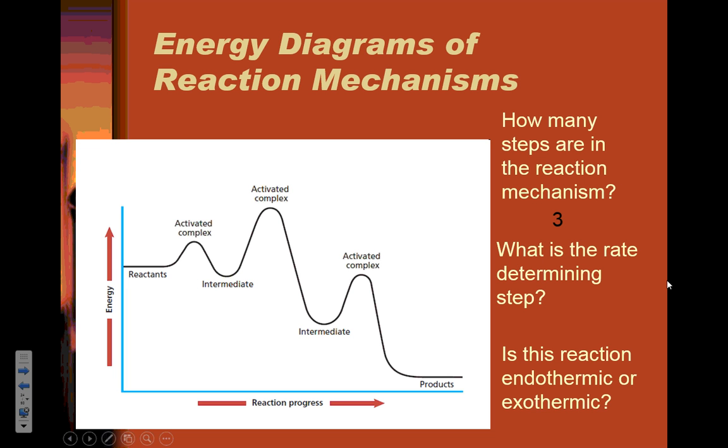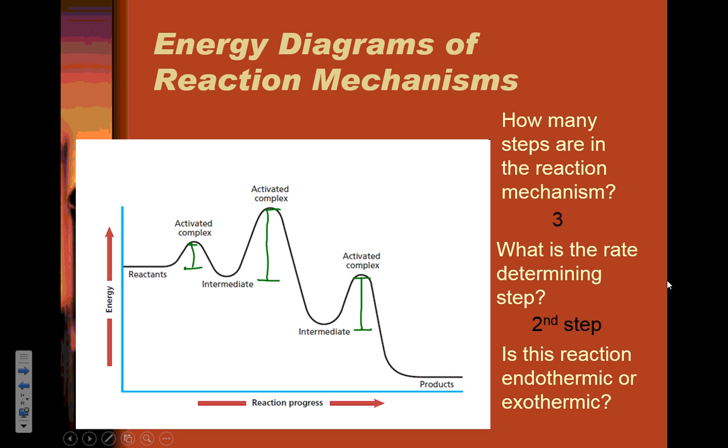Now, what's the rate determining step? Well, remember, energy of activation is the front side of the hill. And this would be my energy of activation of the first reaction. This would be my energy of activation of the second reaction. And this would be my energy of activation of the third reaction. Between those three, the one with the highest energy of activation is going to be the reaction that's hardest to occur at any given temperature. And that means it's going to be the slowest.